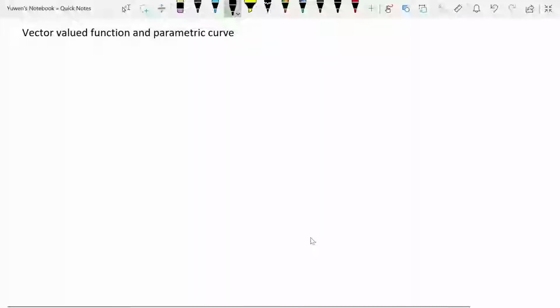Okay, now let's study vector valued functions. Vector valued functions and parametric curves. What is a vector valued function?